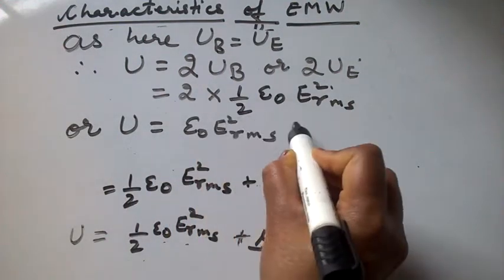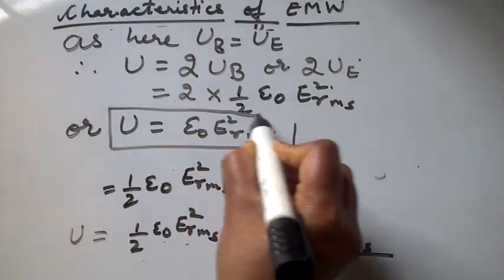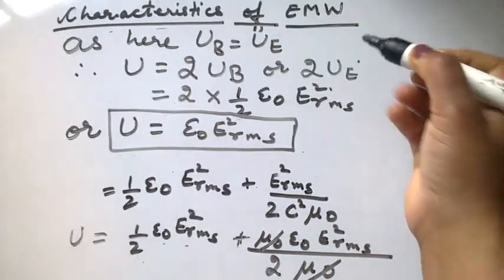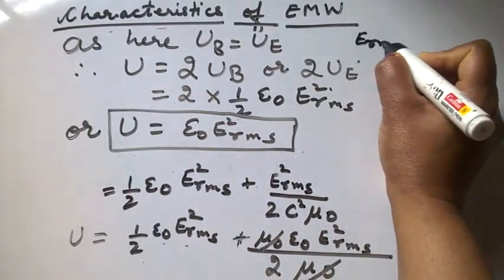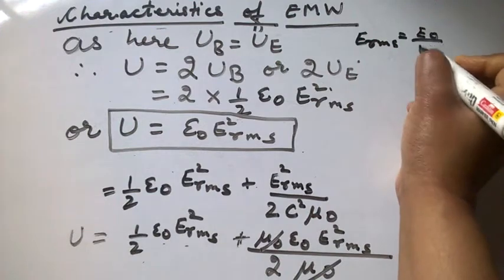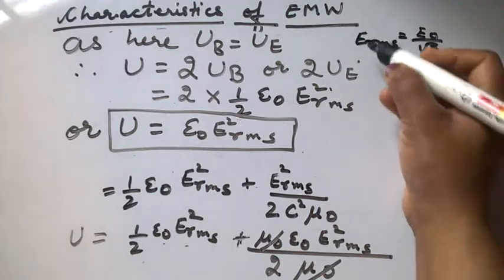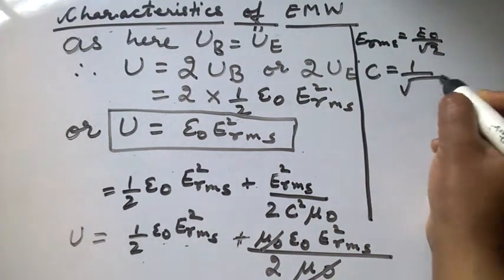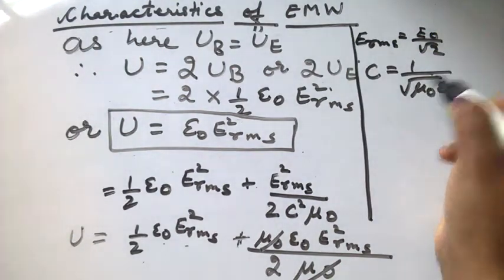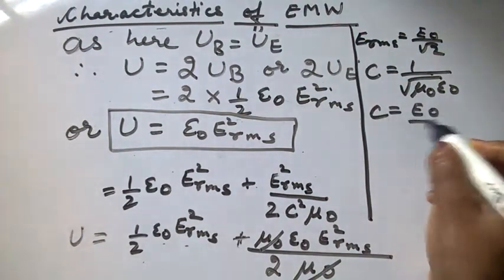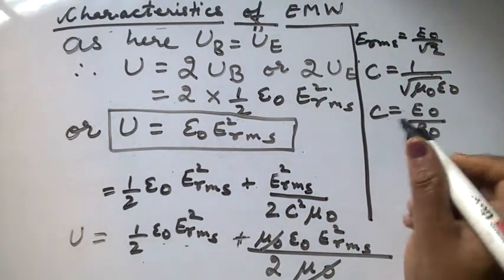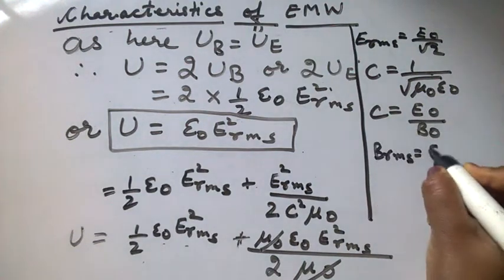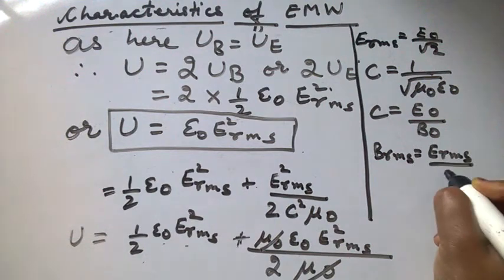Or simply when we add this term, we get this value. Here the key concepts are: root mean square value is equal to the peak value divided by root 2. Similarly for the magnetic field, and we have also used that C is equal to 1 by root of mu naught epsilon naught. Also C is equal to E naught by B naught, and BRMS in terms of ERMS is equal to ERMS by C.